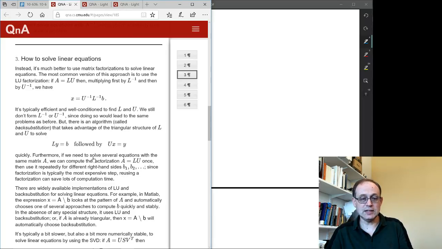Another nice property is that if we have Ax1 equals b1, Ax2 equals b2, right? A bunch of equations with the same matrix but different right-hand side vectors. We can compute the factorization once, and since the factorization is typically the most expensive step, it really saves a lot of time to reuse it to solve each one of these equations.